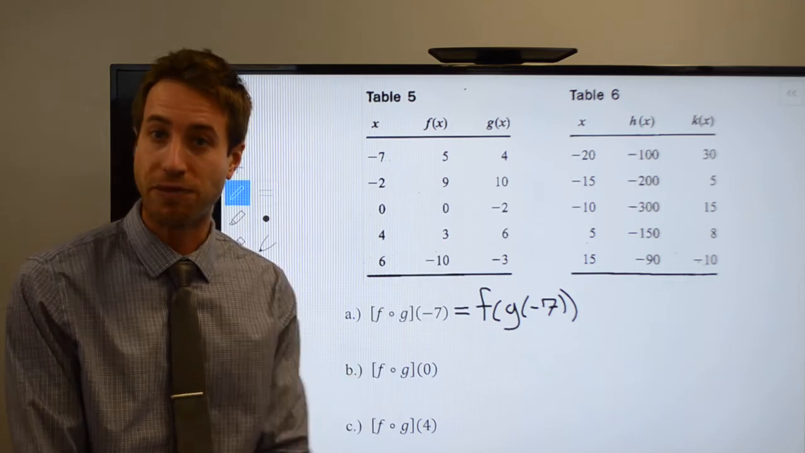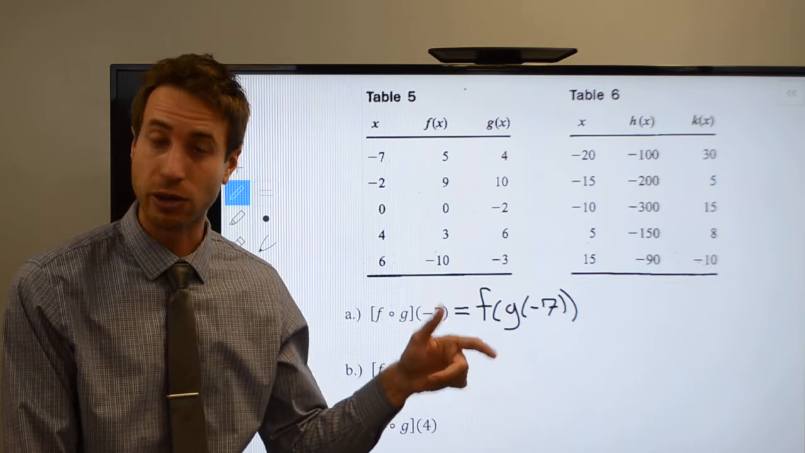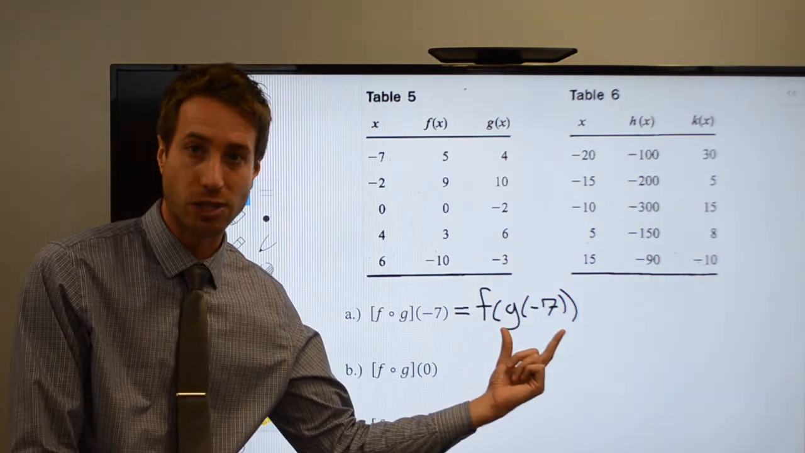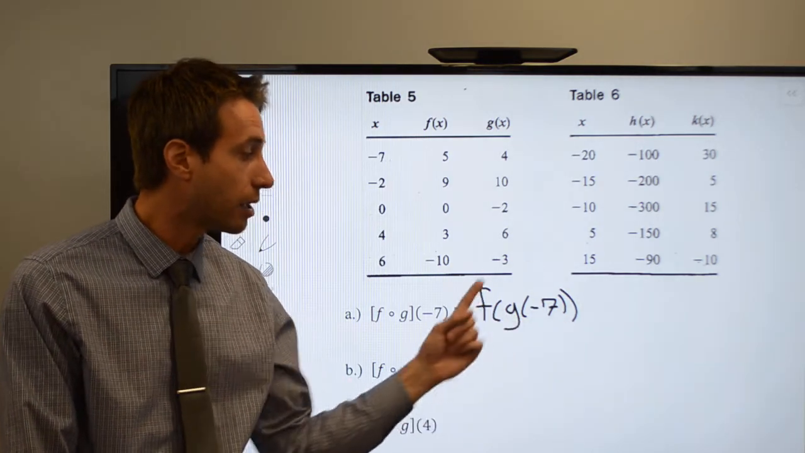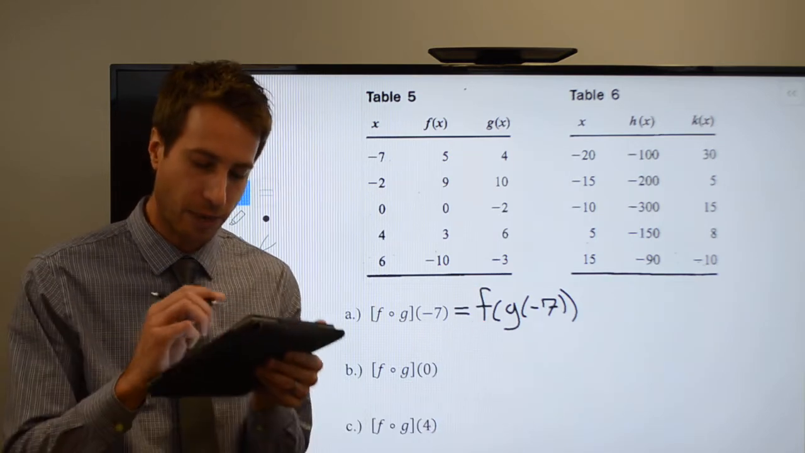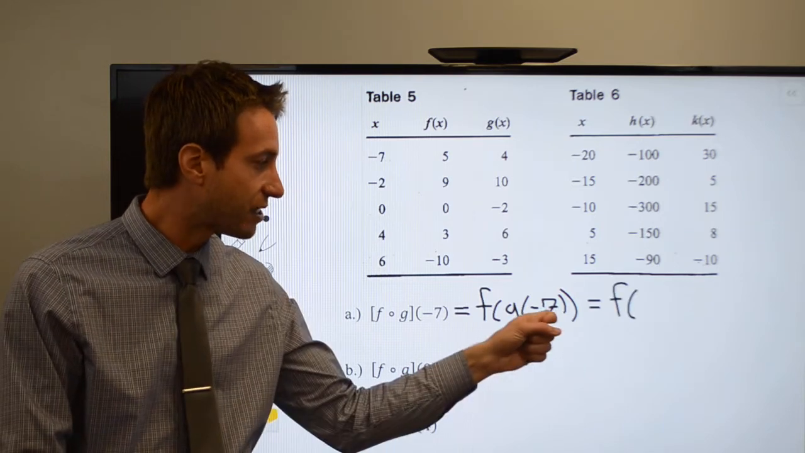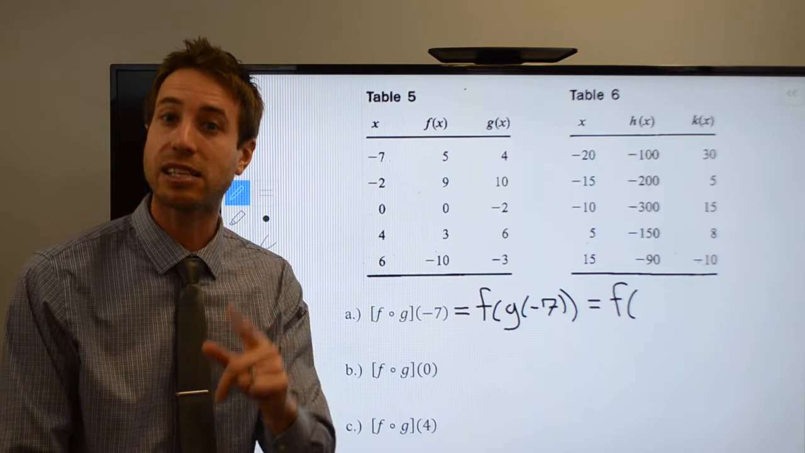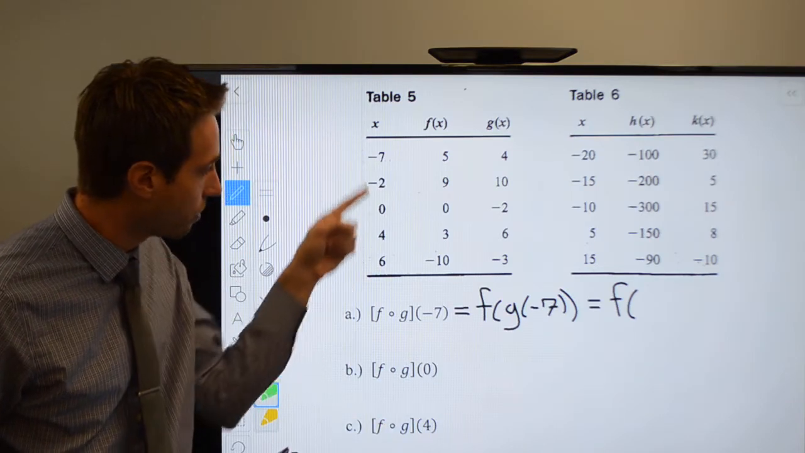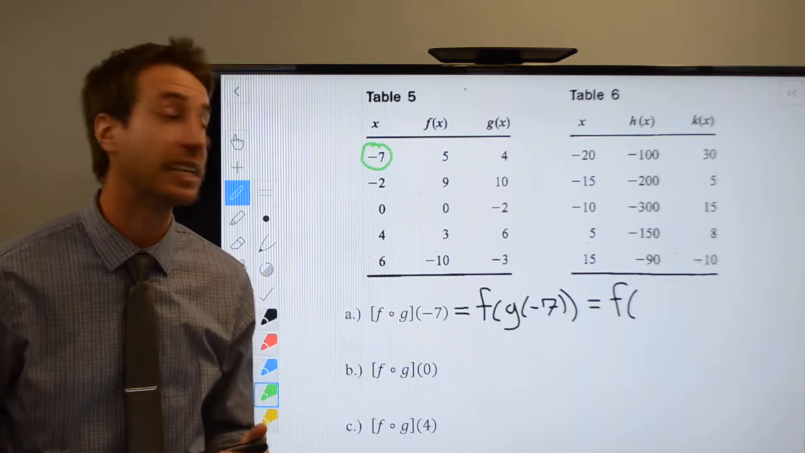Please use table 5. Now remember the way that this works. My domain value, the x value, is negative 7. So I'm going to plug negative 7 into g, get some result. I'll then plug that result into f, and f will give me back my final answer. So here we go. I plug an x value of negative 7 into g. Here's my x values in this first column, and I need to find negative 7, which is right here.